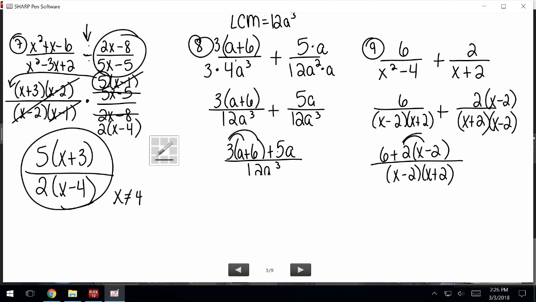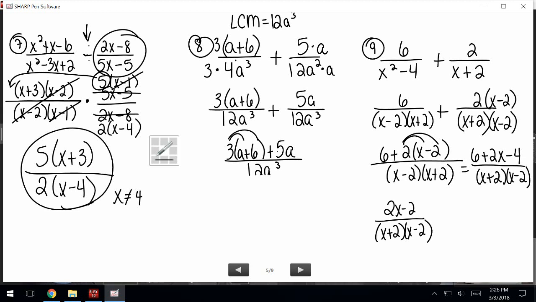All right, let's distribute that 2. So give me 6 plus 2x minus 4 over x plus 2, x minus 2. I don't know why I just flipped the order around. Don't worry about it, it'll be okay. And then we're going to subtract the 6 and the 4 and get 2. And you could factor out a GCF of 2, but if you can see that nothing cancels, you can leave it alone, like this. Or you could factor it if you need to see it.